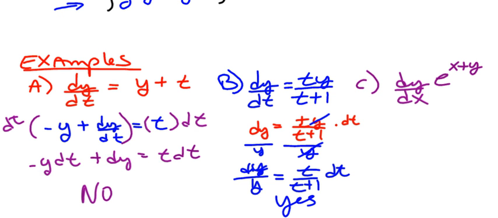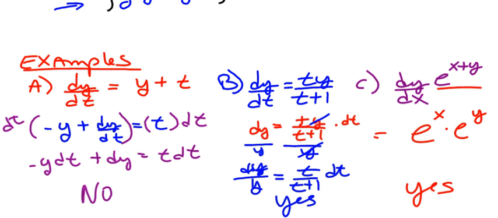And if I look at C, we just have to remember that if you're given this equation, you can separate this. This would equal e to the x times e to the y. Remember, when you multiply like bases, you're really adding the exponents. And if that's the case, this would definitely be separable. So this one also is a yes.